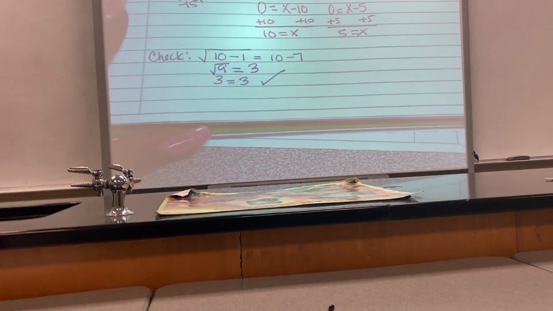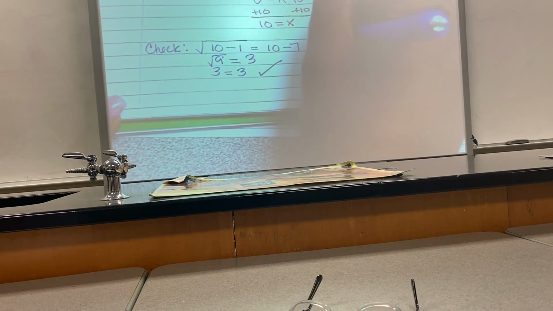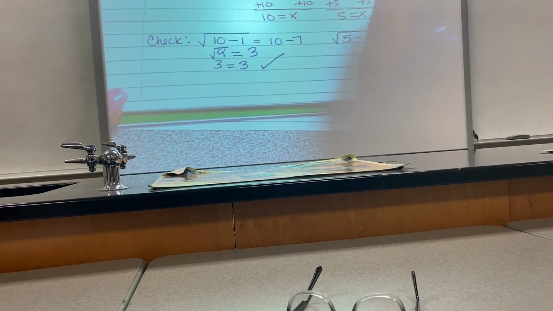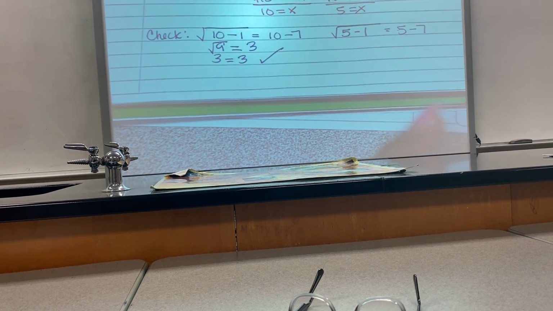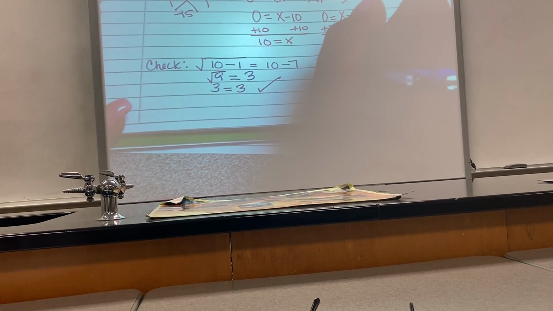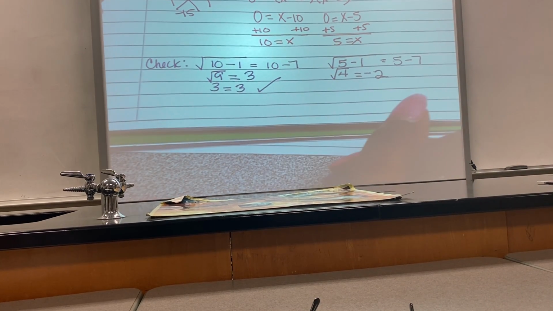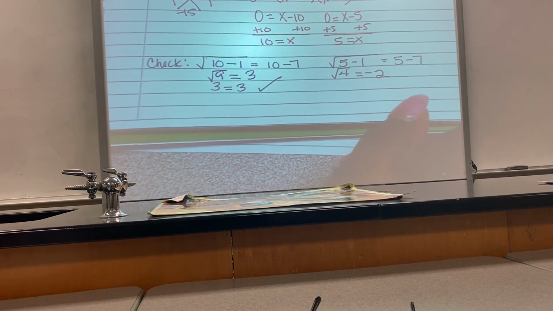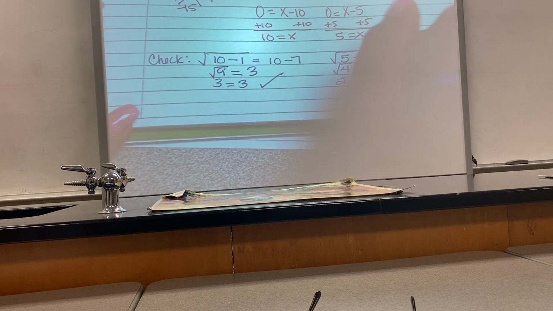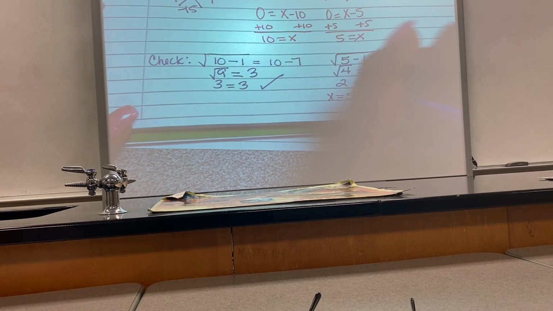Now I also have to check the 5 in the same manner. So I've got the square root of 5 minus 1 is equal to 5 minus 7. Five minus 1 gives me 4, so I have the square root of 4 is equal to 5 minus 7, which is negative 2. The square root of 4, taking only the positive case, is 2. 2 does not equal negative 2, so x equals 5 is an extraneous solution.